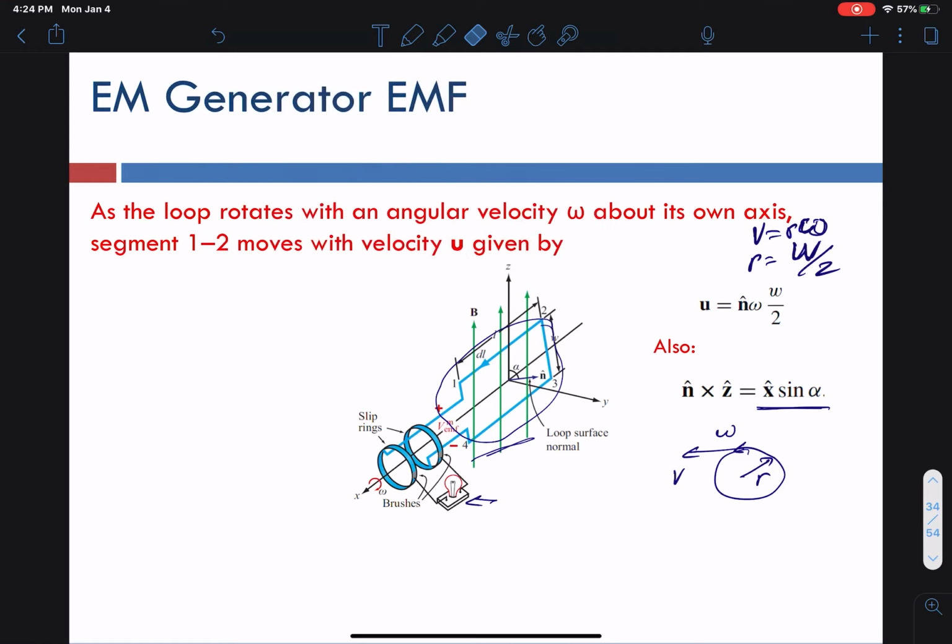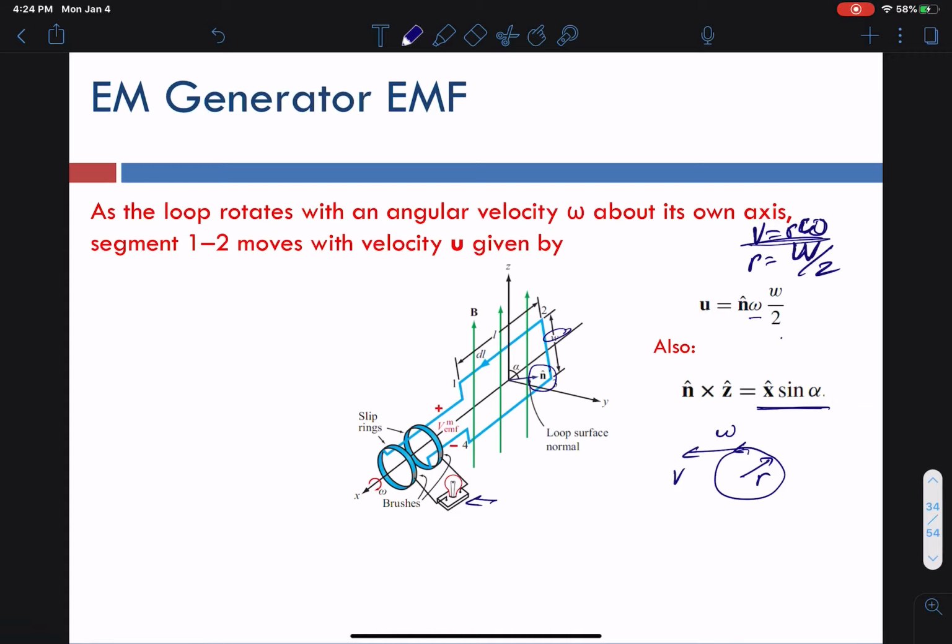So magnetic field B is in the z direction, and the direction of rotation for this particular arrangement is n hat over here. What is n hat? We're going to talk about that. Before we understand that, we're looking for a linear velocity, all right? So r omega, and r is half of the width. The width over here is w, so r is w over 2. Then your u, the linear velocity, is n hat omega w over 2.